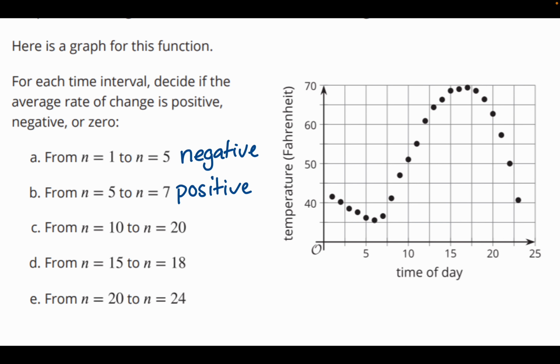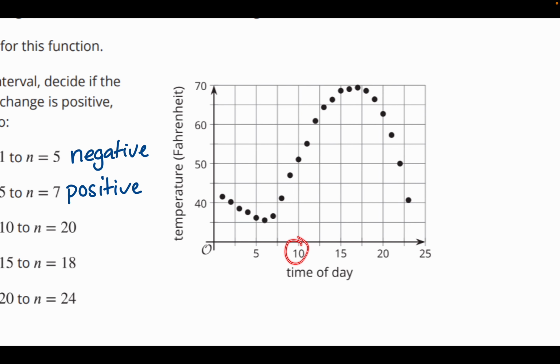Okay, from 10 to 20. So we find 10, go find our dot here, and then at 20, find our dot here. Really, we're going to just look at our starting and end point. Even though this increases and then decreases, the average rate of change just goes from the start to the end. And so that is definitely going upwards. It's increasing, so this is positive as well.